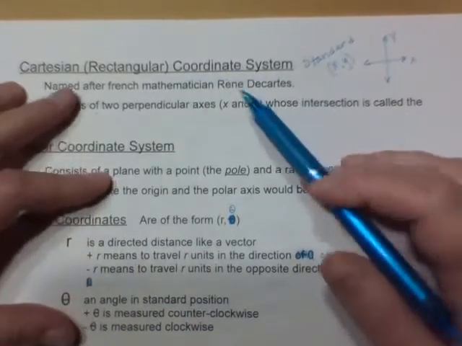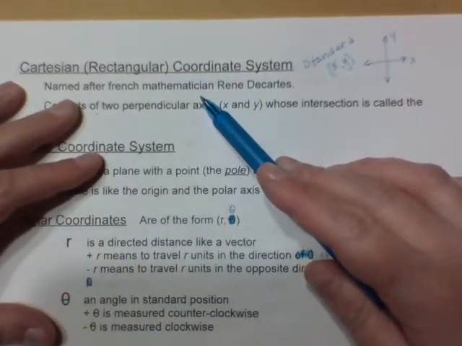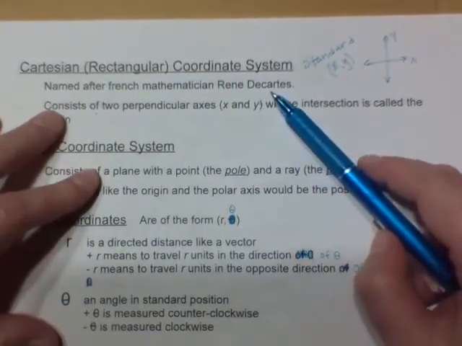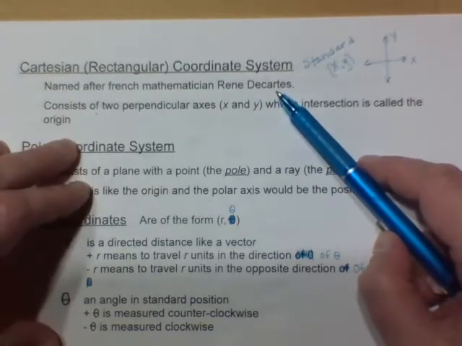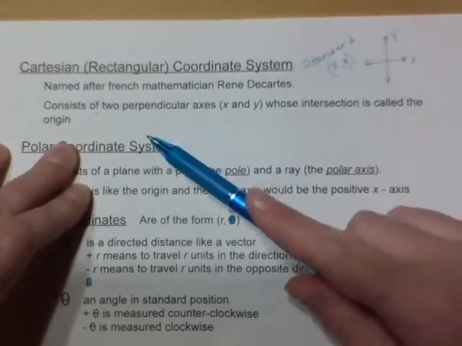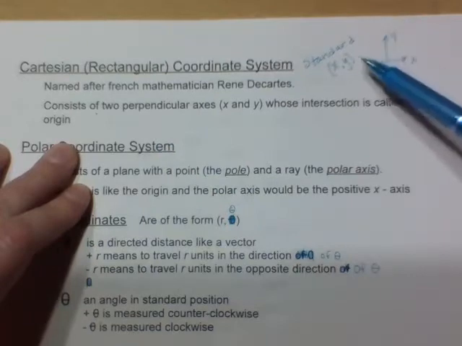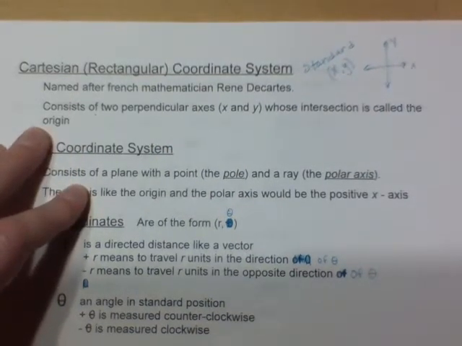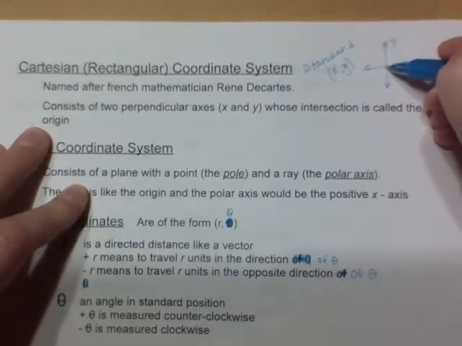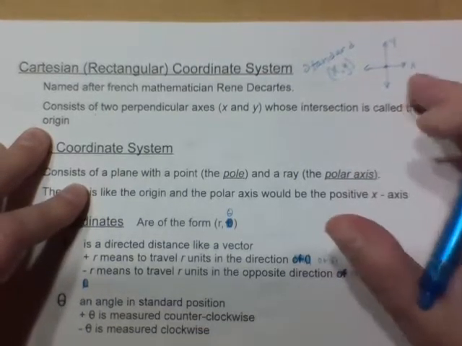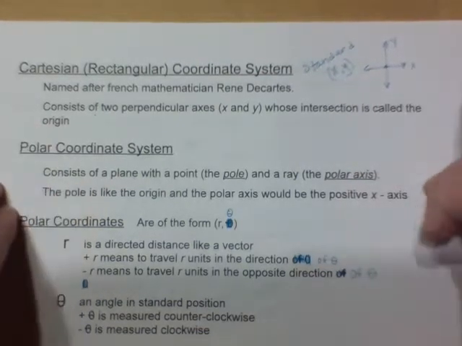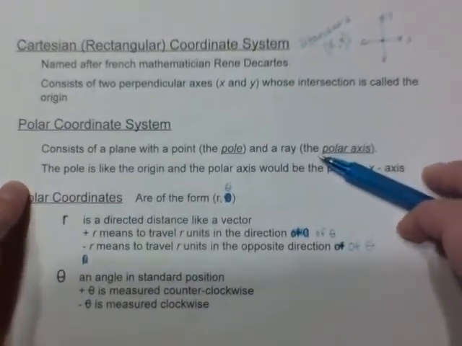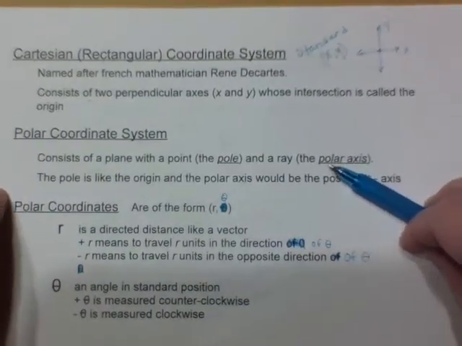It is, in fact, named after the French mathematician René Descartes, which is Cartesian, Descartes. It consists of two perpendicular axes, that's your x and your y, whose intersection is called the origin. So right here. Again, that's what we've been doing as standard. However, now we're going to talk about polar coordinate systems.